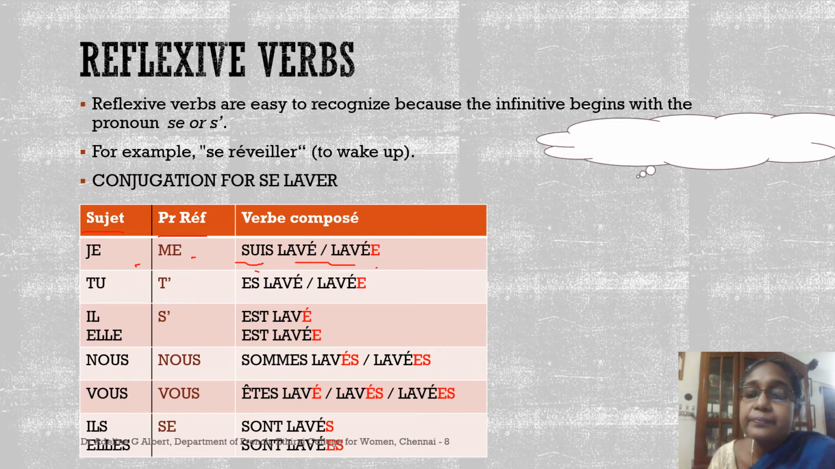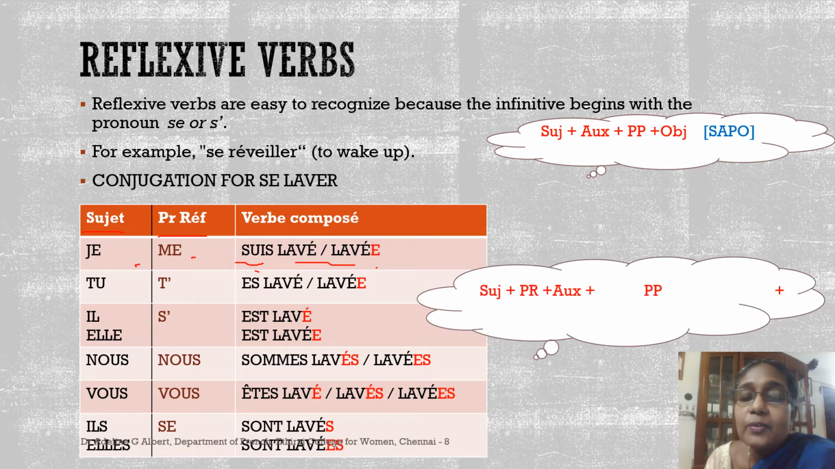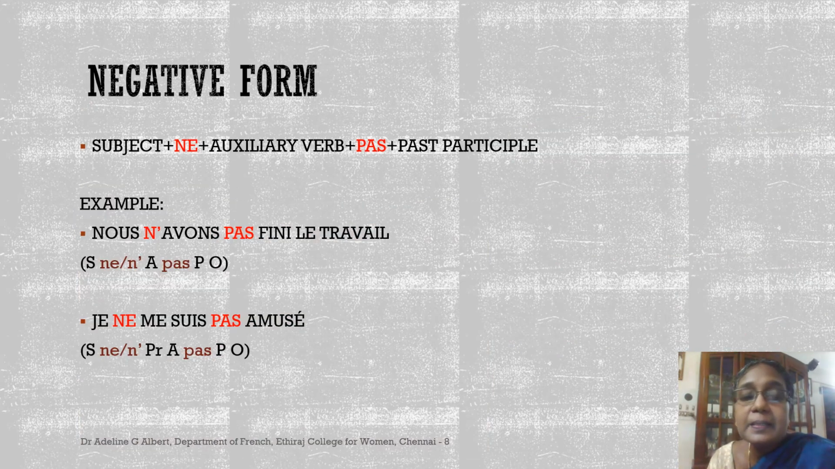Okay, let's go on. Supple, like we saw earlier. In the previous slide, you have your subject. The subject is followed by your auxiliary verb. The auxiliary verb is followed by your past participle, and then you have the object. Now for reflexive verbs, what happens? You have your subject followed by your pronoun, and then you have your auxiliary, past participle and object. So for ordinary verbs, it is supple. For reflexive verbs, it is prapo. And of course, you have your negative form next.